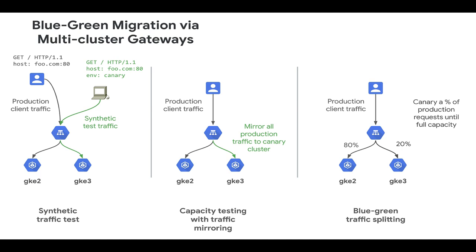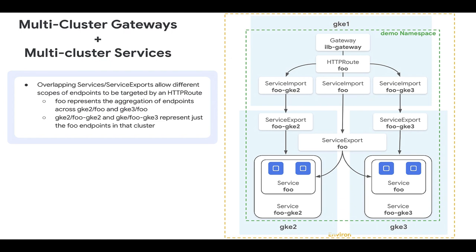So this would allow you to do capacity testing because you're mirroring real traffic to the GKE3 cluster without actually responding to the clients with that traffic. And then lastly, you're going to want to do blue-green traffic splitting, so you can canary a percentage of the actual production traffic to the new cluster until you've validated that everything works fine, and then you can put them both at full capacity. So this looks a little complicated, but I'll explain it.